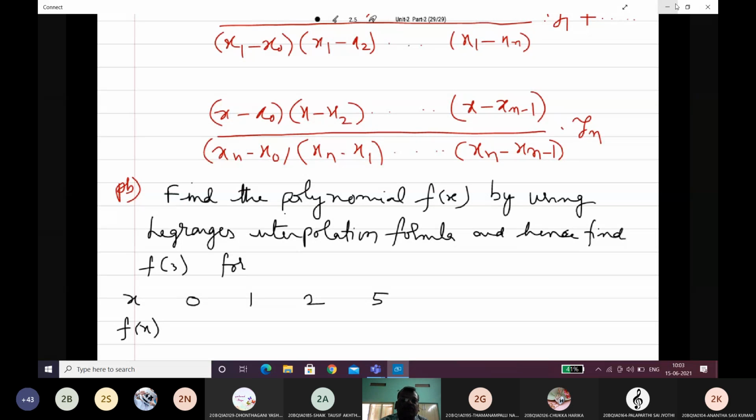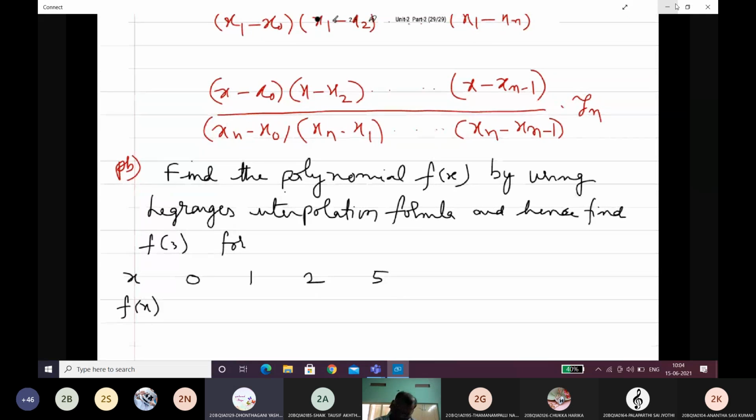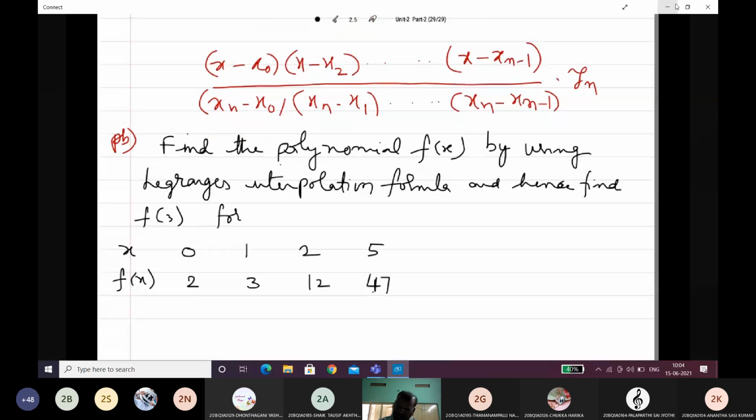Here what we have is 0, 1, 2, 5, which means unequal intervals. That is very, very important. Whereas in the previous Newton's forward, Newton's backward, Gauss forward, Gauss backward, all these are related only to equal intervals. Whereas Lagrange's formula is used for unequal intervals. Now the corresponding y values are 2, 3, 12, 47.